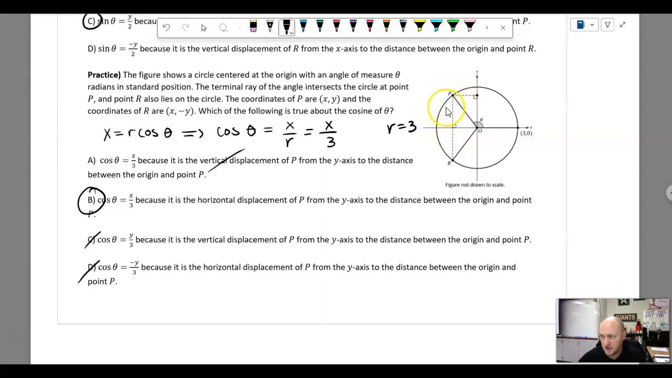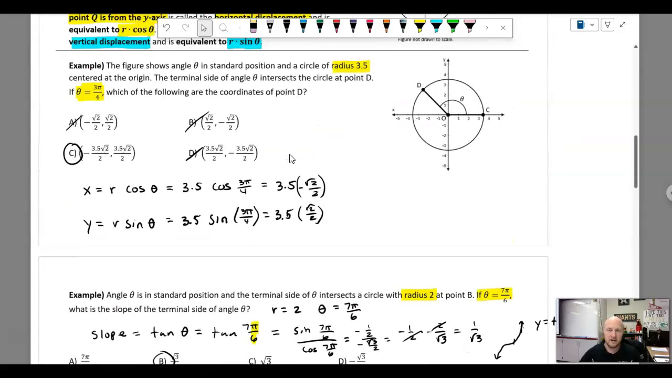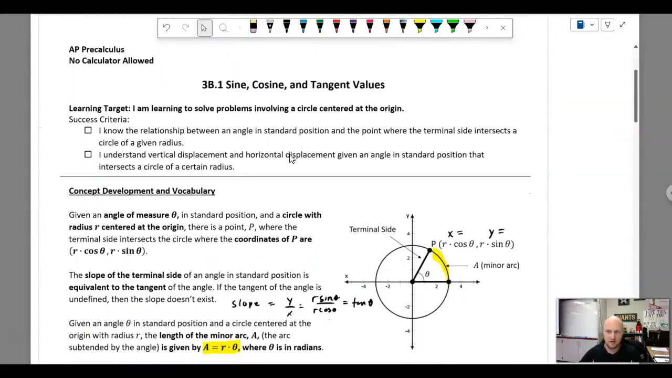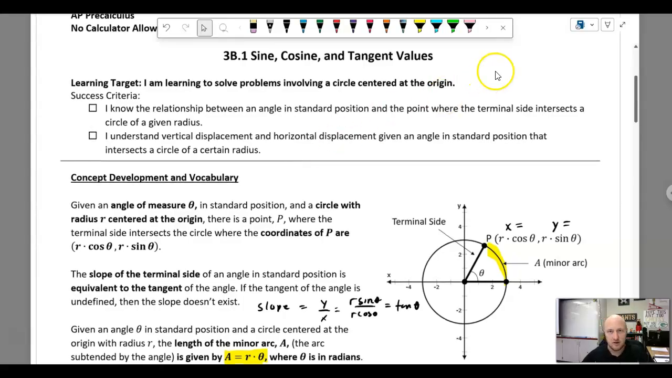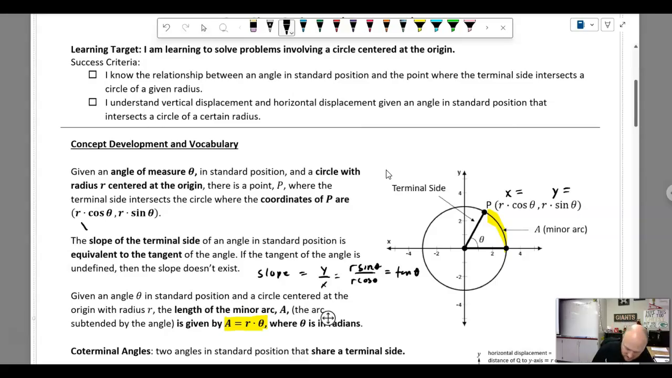Vertical displacement is going up and down. That's y values. So it's not A. The answer is B. It's the horizontal displacement of P from the y-axis to the distance between the origin and the point P. All right, hopefully in this video you learned how to find sine, cosine, and tangent values of a circle centered at the origin with a given radius. Remember, really 3 main formulas you need to know. x equals r cosine theta, y equals r sine theta, and arc is equal to radius times theta. I guess with maybe a fourth here, that slope is equal to tangent theta.